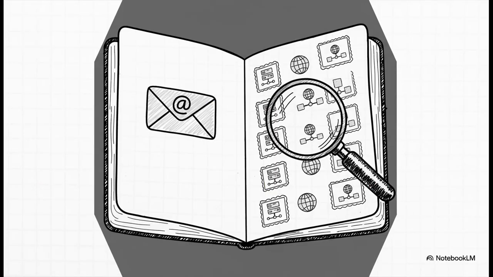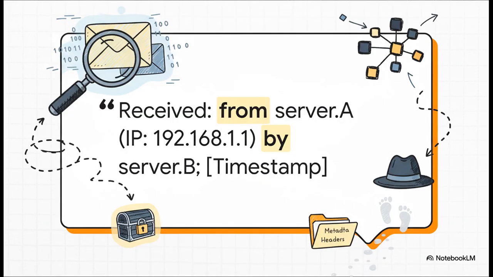Now, out of all the data an investigator might find, one piece is worth its weight in gold: the email header. You see the body of the email, right? The actual message? The header is the part you don't see. It's a hidden chunk of code that acts like a digital passport, and it gets stamped every single time the email passes through a server. And inside that header, you find these stamps.